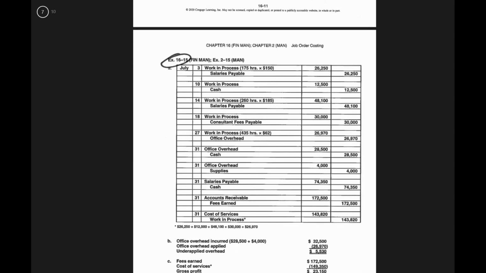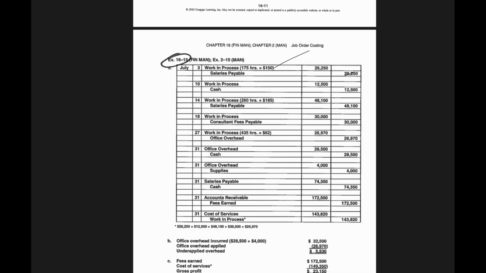Number 15, job order cost accounting. And it asks you to provide the journal entry for each of these transactions. Charged 175 hours of professional time to this breach of contract suit at $150 per hour. So, of course, there is no direct materials in a law firm. So what we're going to do is go right from salaries into WIP. So we don't move a direct material into WIP, but we will have wages that go into WIP.